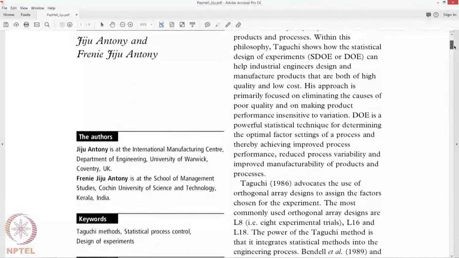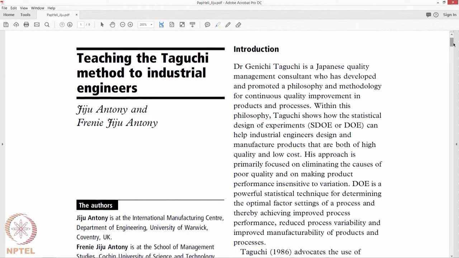Okay. So, if you look at the introduction to begin with, it starts with who Taguchi was and what he did. Basically, he promoted a philosophy and a methodology for continuous quality improvement. He talks about the design of experiments, and how it will help industrial designers manufacture products that are of both high quality and low cost. It is a conflicting objective, if you see, it is always a trade-off.